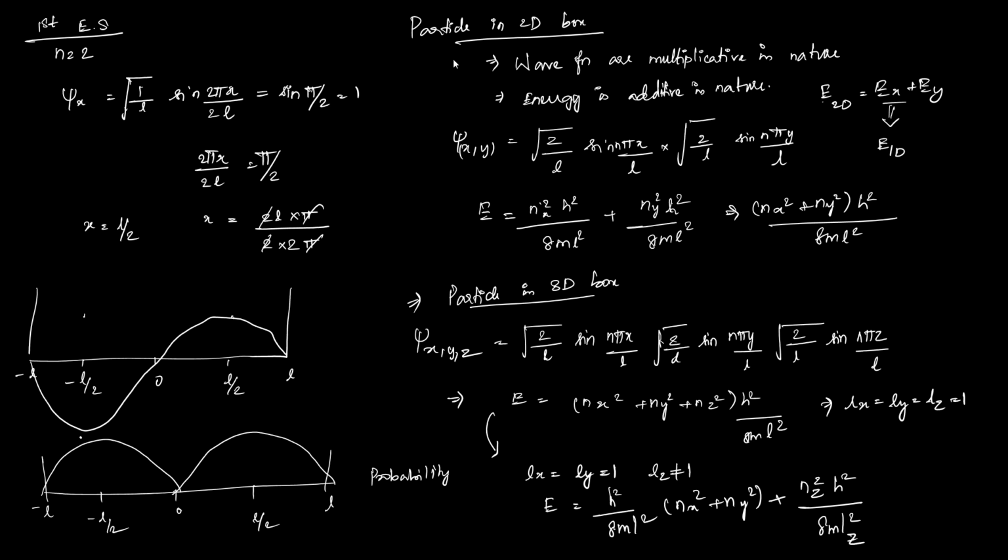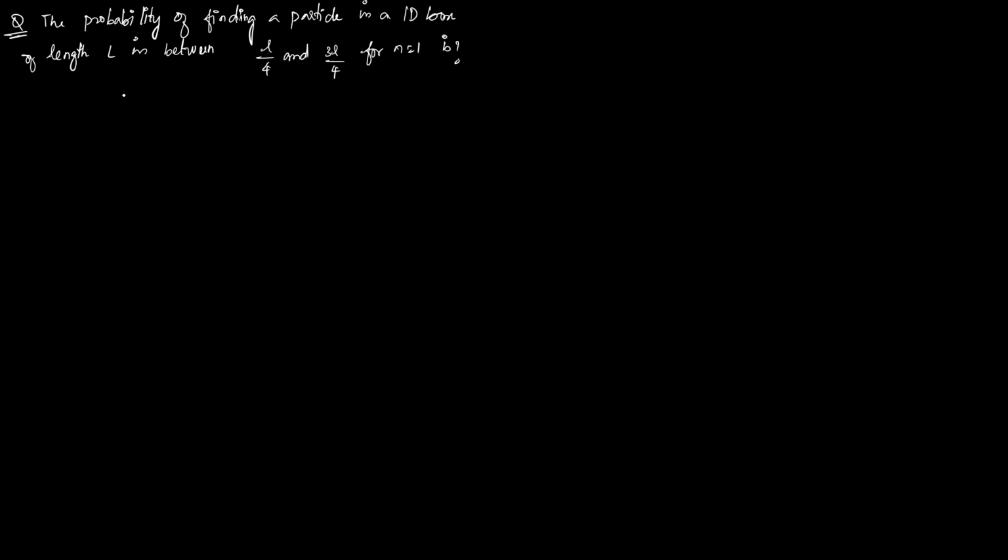Okay, so now we'll solve one problem. The question asks: the probability of finding a particle in a 2D box of length L, in between L by 4 and 3L by 4, for n equal to 1.